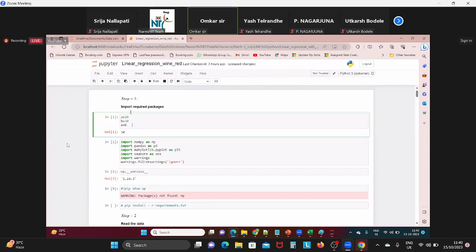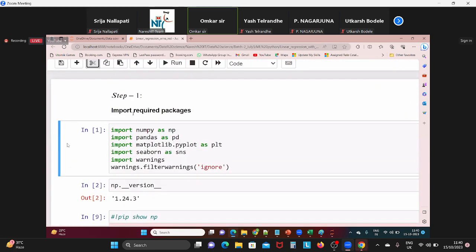Now, step one is you need to enable machine learning in Python. The step one is you need to import the required packages. What are the packages? NumPy is one package, and this package generally does math operations. And one more package is called pandas, and it will do database operations.